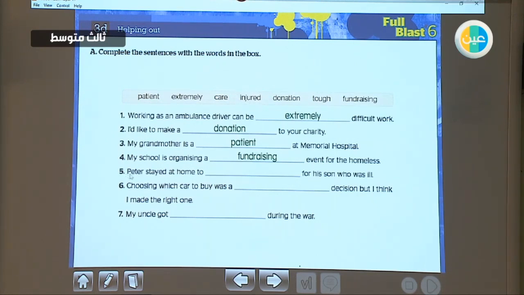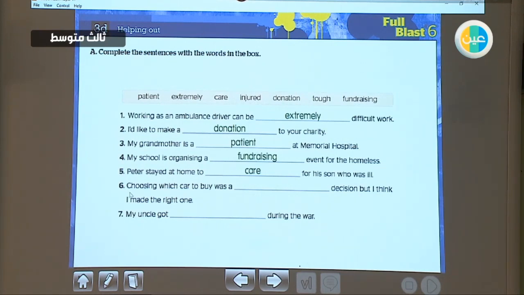Let's see number 5. Peter stayed at home too. So we have the word "to" here. In this space, we're going to use a verb for his son who was ill. To do what? What do you think? Peter stayed at home to care for his son.